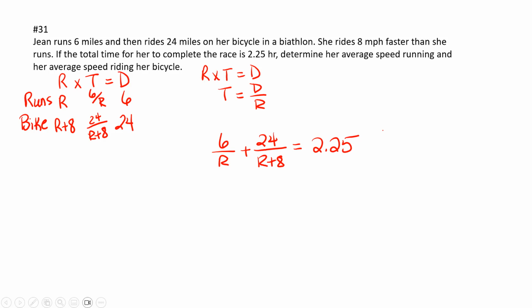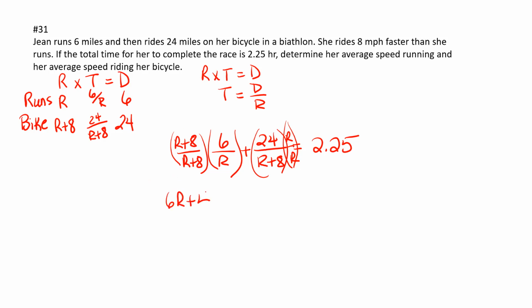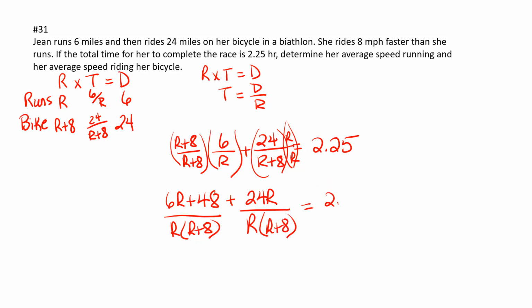So what we can do here is get a common denominator on the left side, which would be r times r plus 8. So we'd have to multiply this first fraction by r plus 8 over r plus 8, and we need to multiply the second fraction by r over r. So if we do that, for the first one, we're going to get 6r plus 48, and that's going to be over r times r plus 8. And then for the second one, we're going to have 24r over r times r plus 8. All right, and that's going to equal 2.25.